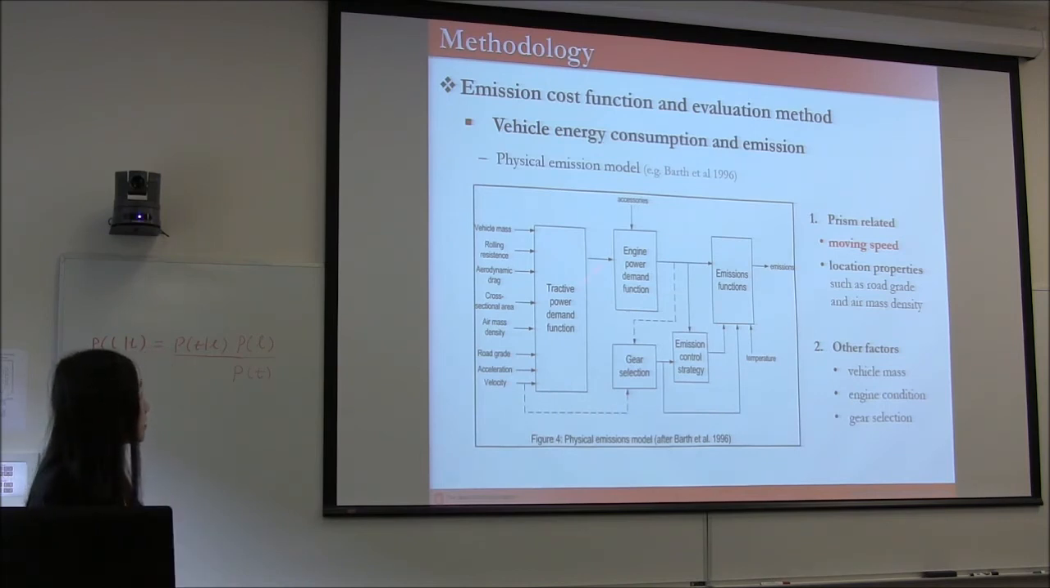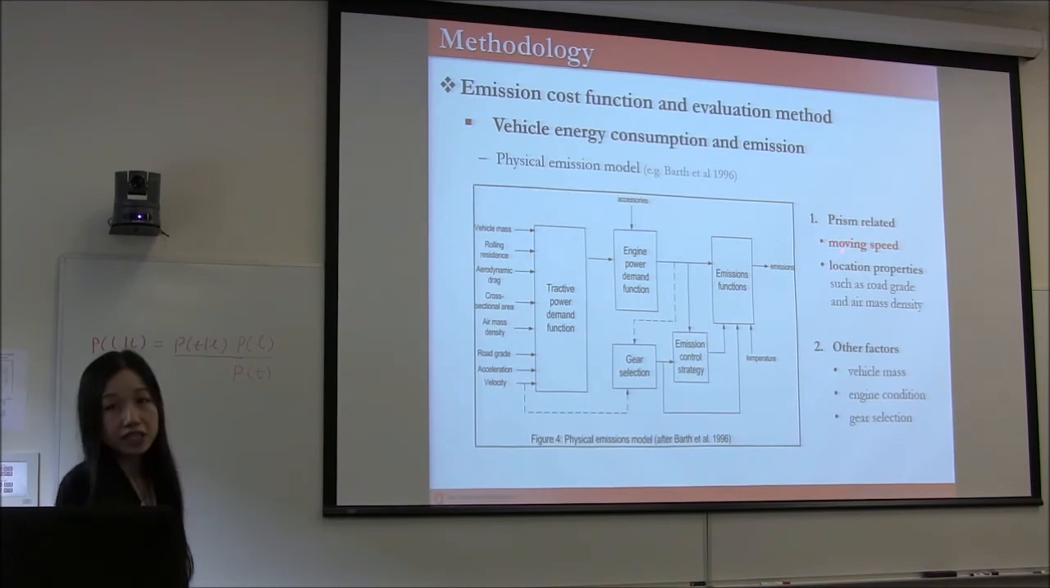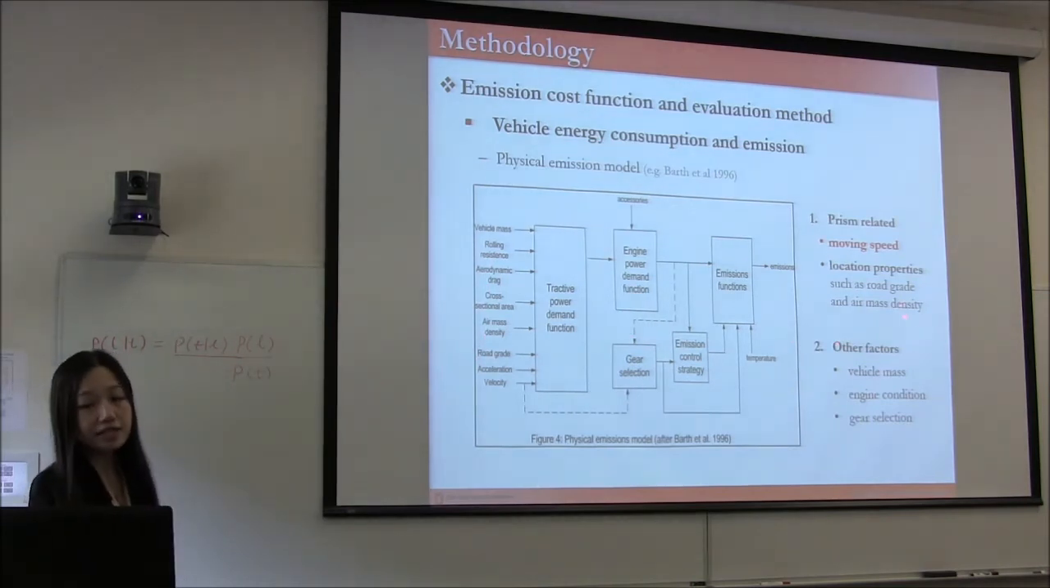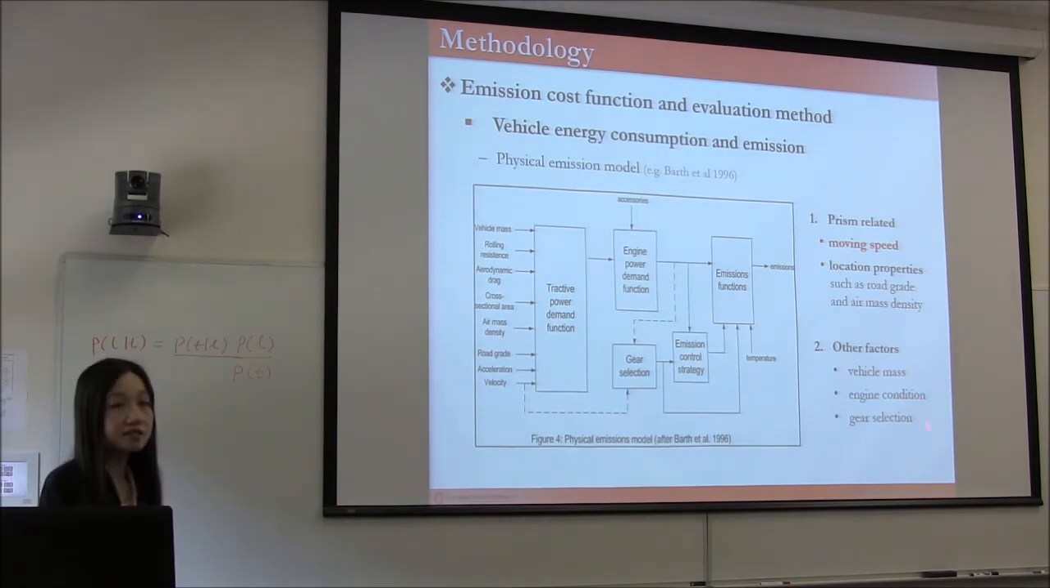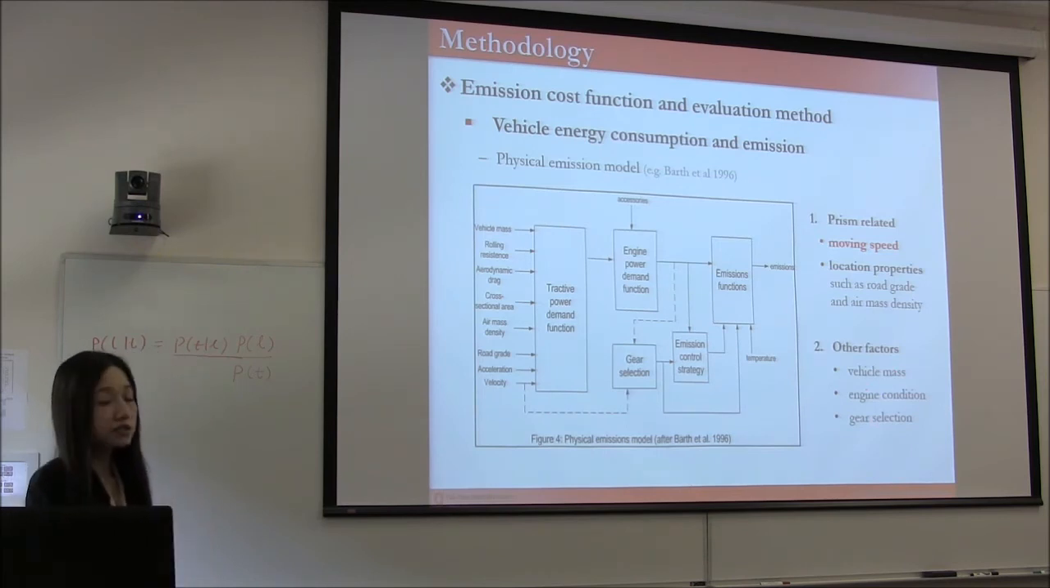And this is a physical emission model proposed by Bob in 1996. And as you can see, there are factors that are related to the prism, like moving speed and location properties. What is the condition of that location, such as the road grade and the air mass density. And there are other factors that are not relevant to the space-time prism, like the vehicle mass, engine conditions, and the gear selection.